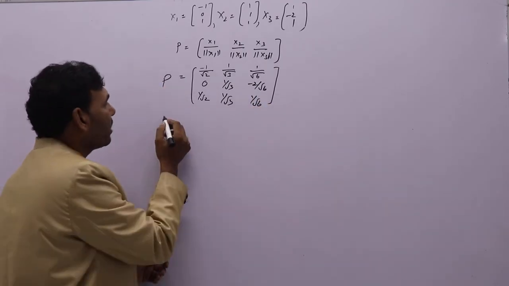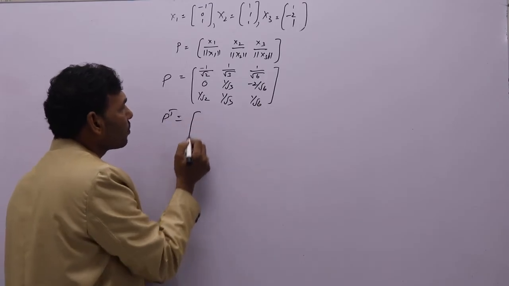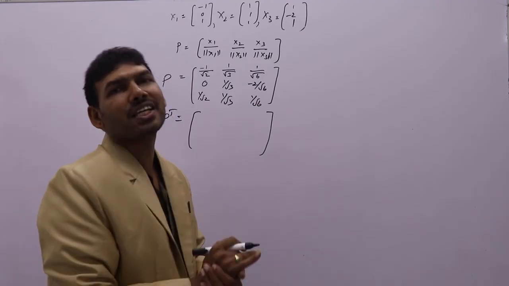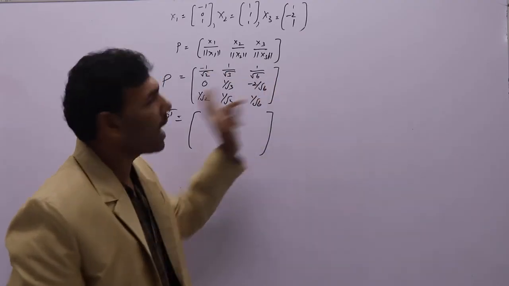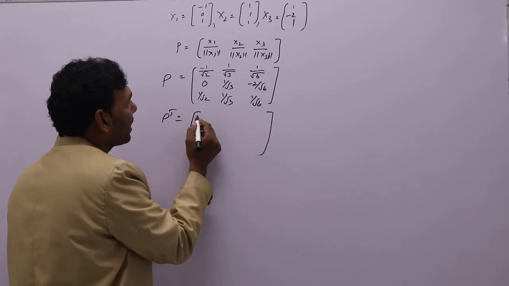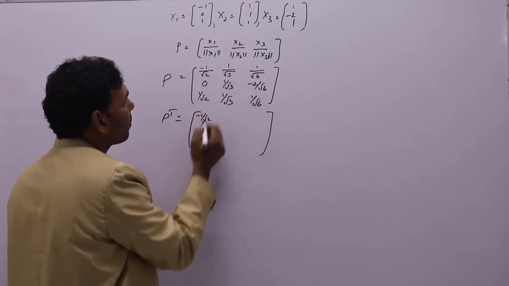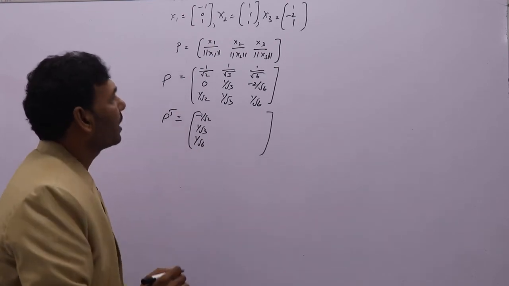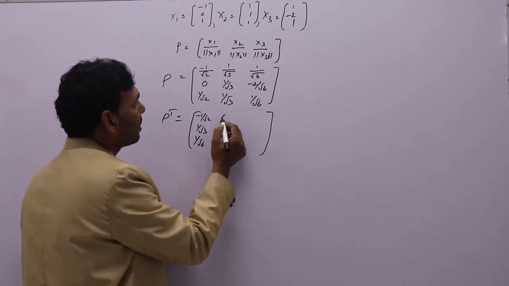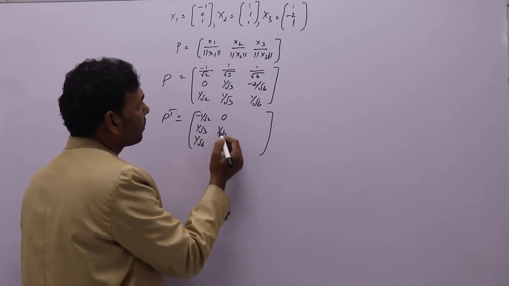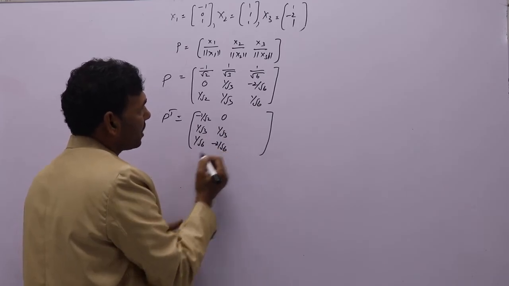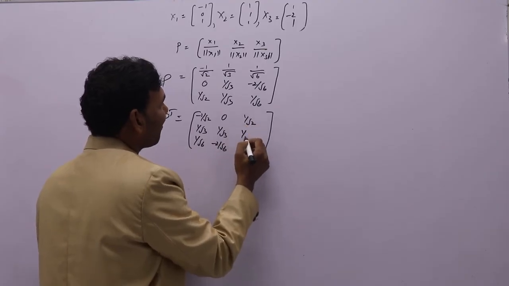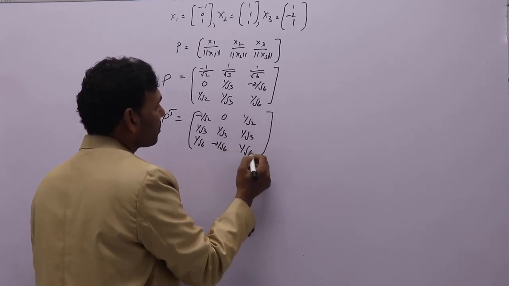Next we need to find P transpose. The transpose of a matrix is obtained by interchanging rows as columns. Here the first row I am writing as a column: minus 1 by root 2, 1 by root 3, 1 by root 6. Next, the second row as the second column: 0, 1 by root 3, minus 2 by root 6. Third row as the third column: 1 by root 2, 1 by root 3, 1 by root 6.